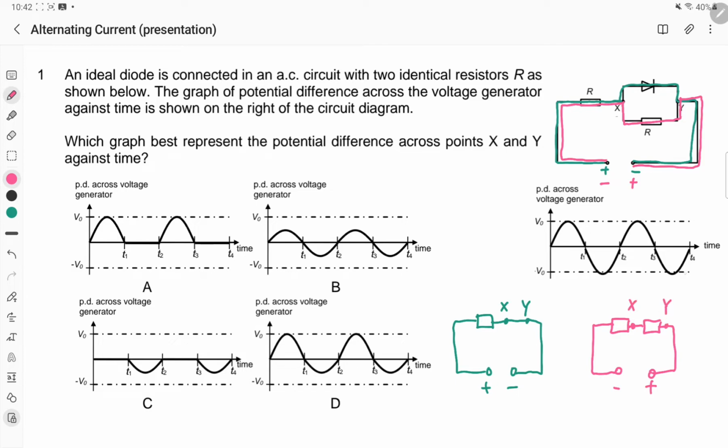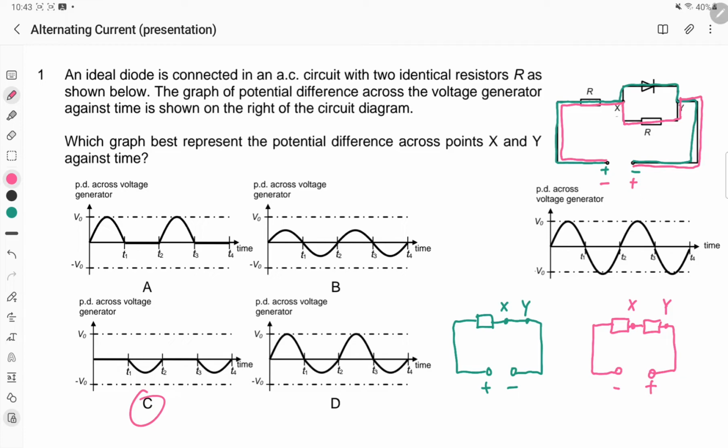So in the first half of the AC, you will have the PD across X and Y to be simply 0, because it's just a piece of wire, so there's no potential difference. In the second half of the AC, you will have the potential difference across X and Y to be half that of the whole AC, because by the potential divider principle, this resistor will take up half the PD. So your answer should look like 0 in one half and half the peak value, half the amplitude, in the second half. So that will be C.